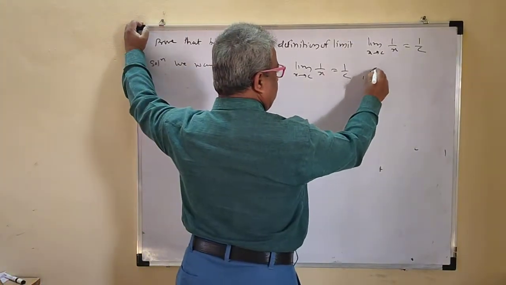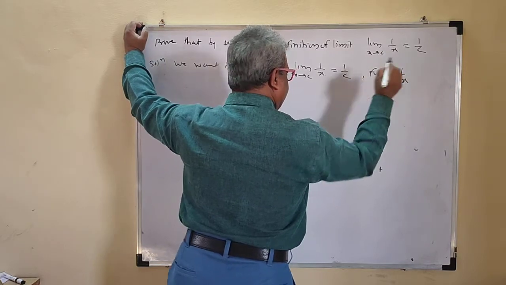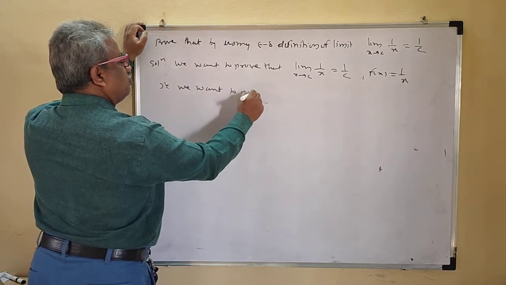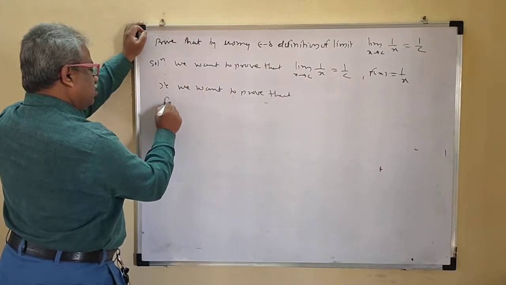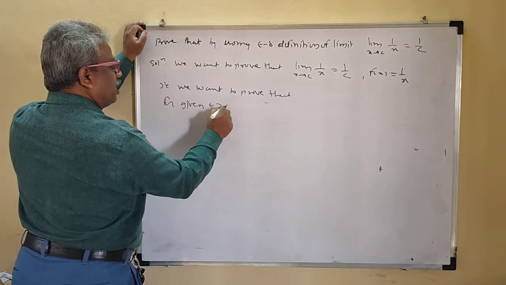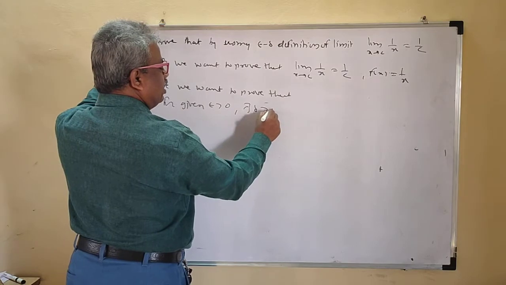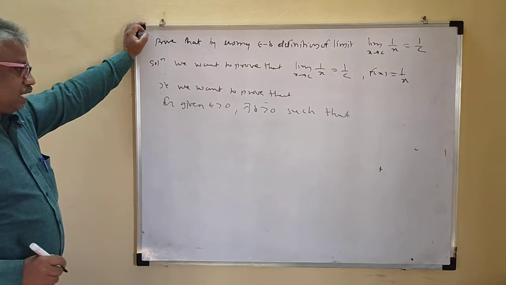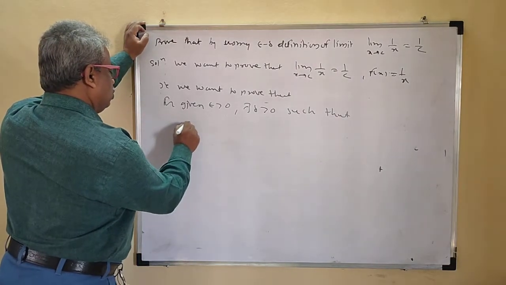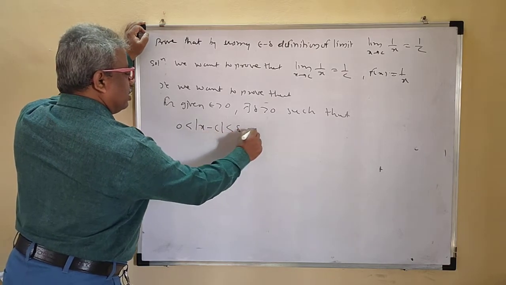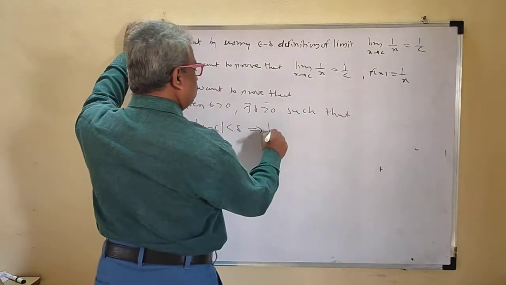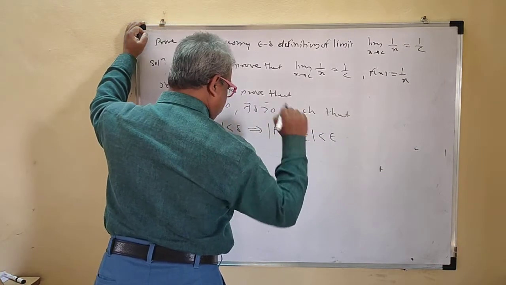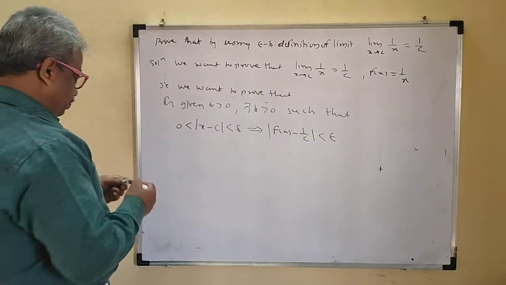Here f of x is equal to 1 upon x. That is, we want to prove that for given epsilon greater than 0, there exists delta greater than 0, such that 0 less than mod of x minus c less than delta implies that mod of f of x minus 1 upon c is less than epsilon. Okay, so this we have to do.